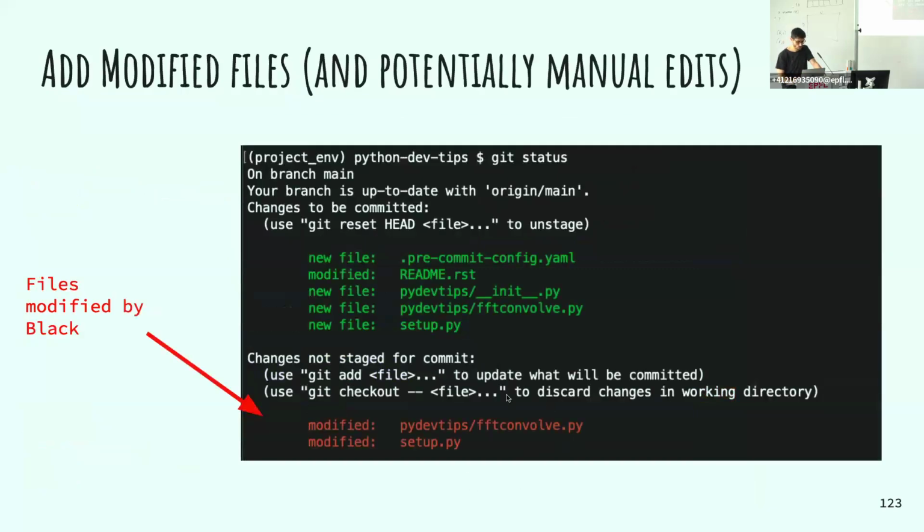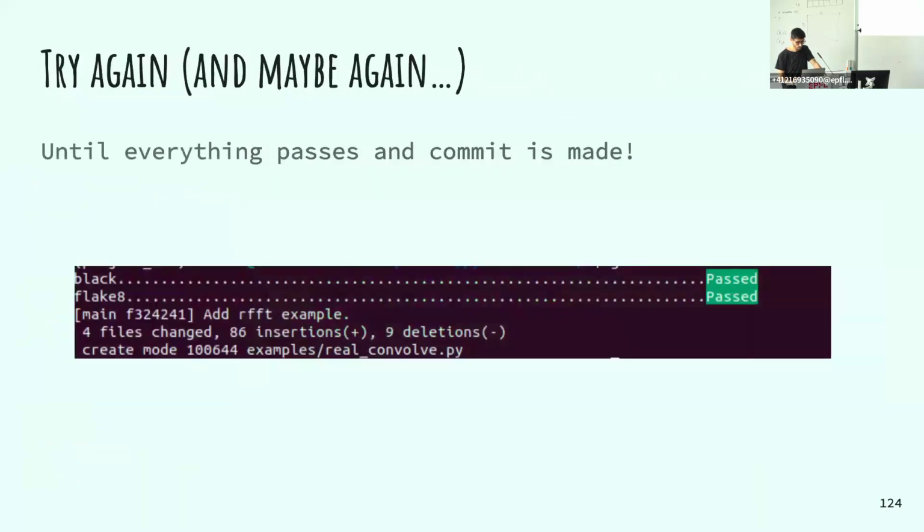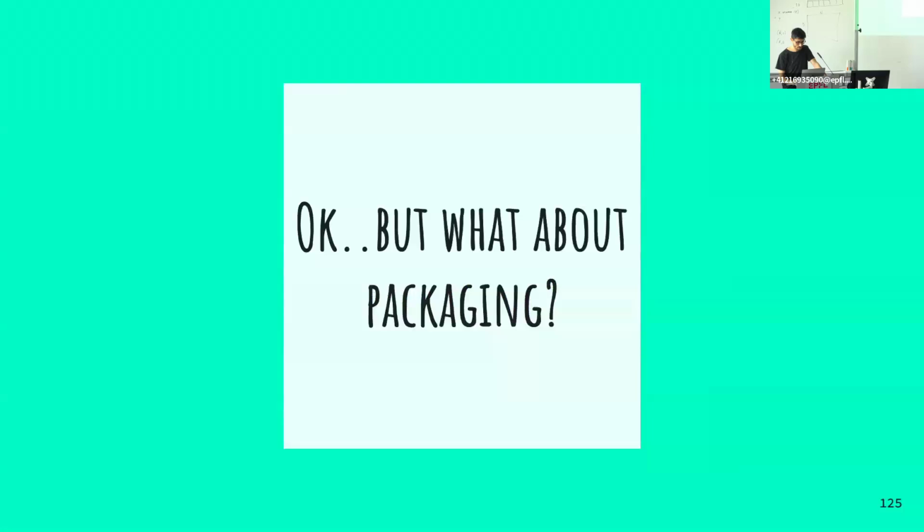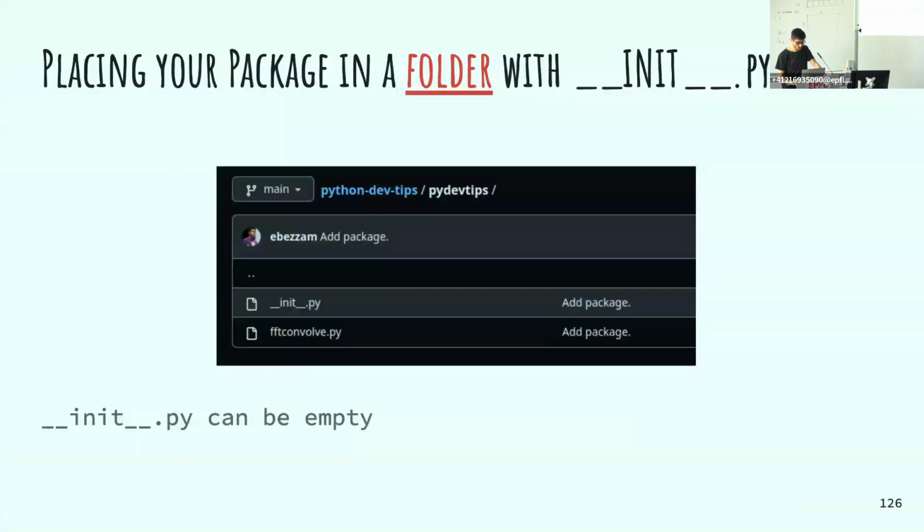So this is through the terminal, but you would see a similar thing on VS Code where it says I have an error output, I wasn't able to commit. When it's passed, it'll say passed. So that's the first thing: before you do packaging, it's good to format.